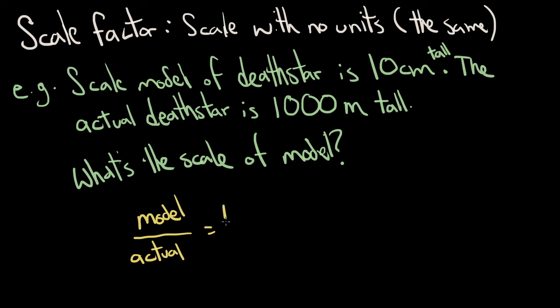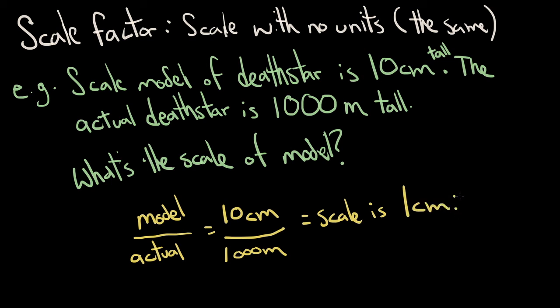And here you have 10 centimeters and 1,000 meters. So if I ask you what the scale is, it is 10 over 1,000, which would simplify to 1 to 100. That is 1 centimeter to 100 meters. So that is your scale.